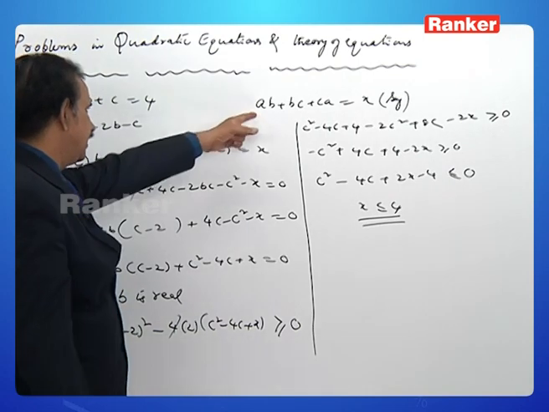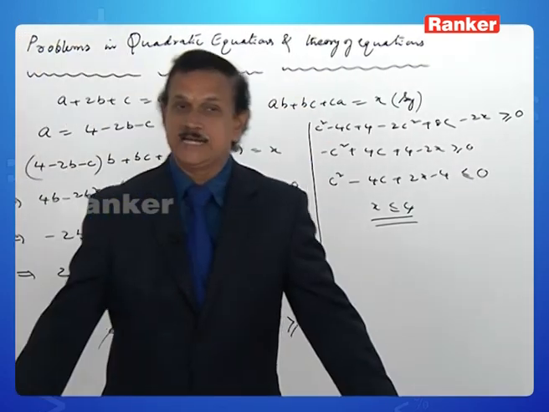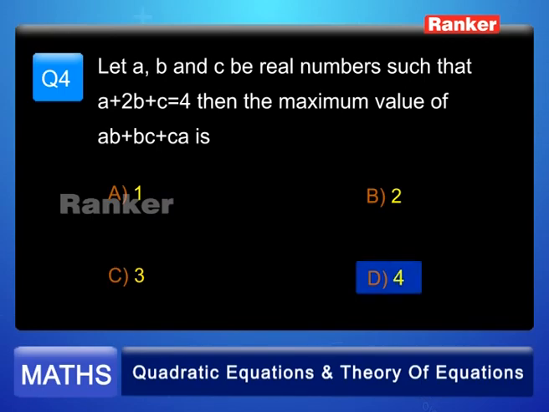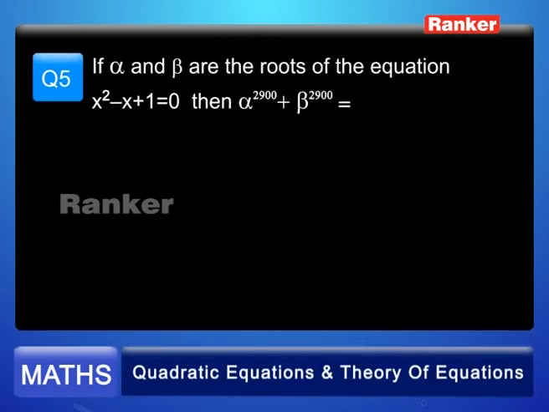What is X actually? AB plus BC plus CA is supposed to be X. Therefore, the maximum value of X here is 4. Option D, the fourth option, 4, is the right answer. Let us now look at the next question, that is question number 5. In this question, if alpha and beta are the roots of the equation x square minus x plus 1 equal to 0, then alpha power 2009 plus beta power 2009 is equal to. Option A is 1, option B 2, option C minus 1, option D minus 2.